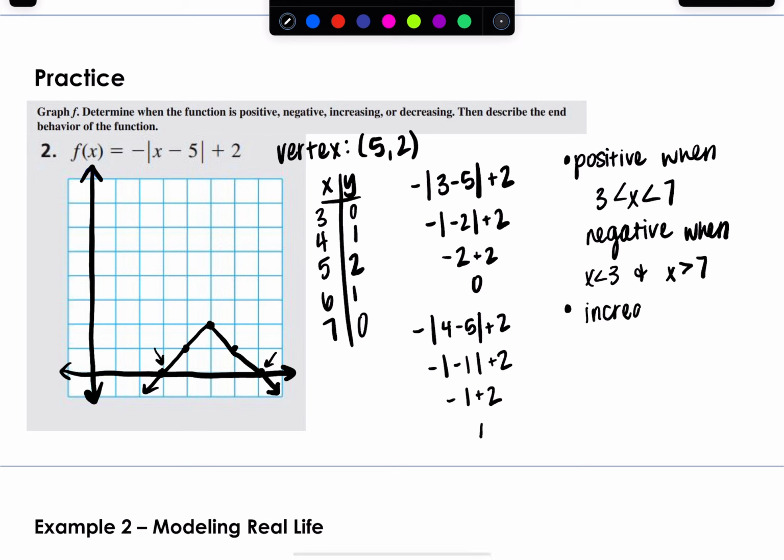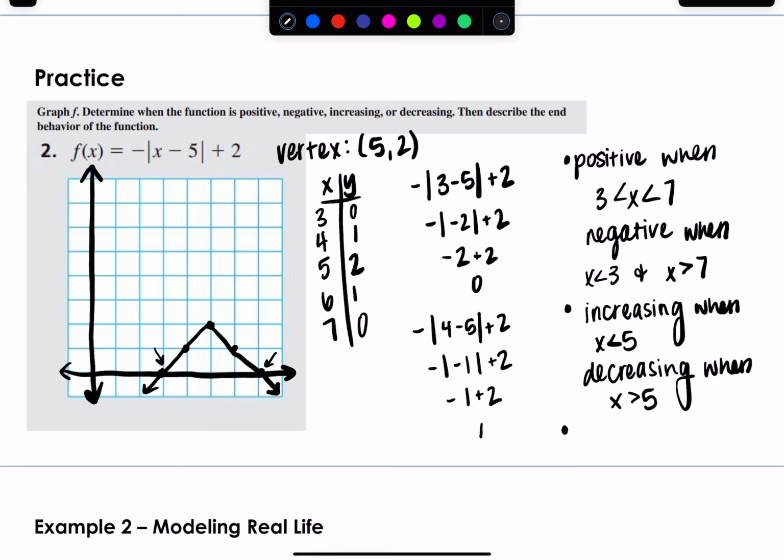Increasing, my line that has positive slope is the left one on this one. So that's when x is less than my vertex at 5. Decreasing, the line that has negative slope is on the right side. That's when x is greater than my vertex at 5.